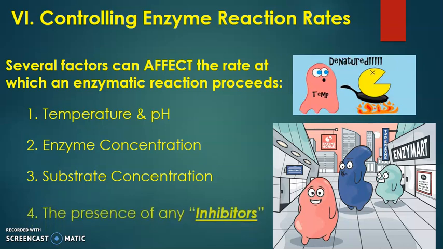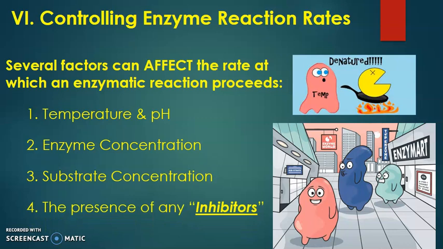And the last thing that we're going to focus on mainly for the rest of this lecture is, are there any of what we call inhibitors present? An inhibitor is some type of molecule that's going to interact with the enzyme. So it's not going to be the substrate, it's going to be something else. It's going to interact with the enzyme and slow it down or prevent it from actually doing the reaction that you're wanting to get done.